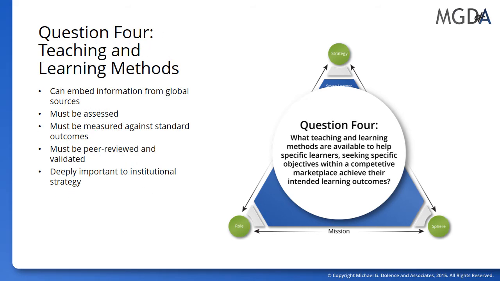The fourth question would be the next logical step if the learner knew to ask it and if the institution provided the answer. Question 4, what teaching and learning methods are available to help individual learners seeking specific objectives within a competitive learning marketplace achieve their intended learning outcomes? A mismatch here means the curriculum and the learner do not match, and the opportunity for successful engagement to completion is diminished.